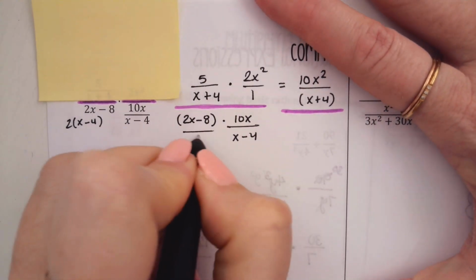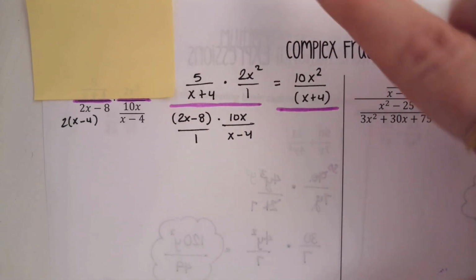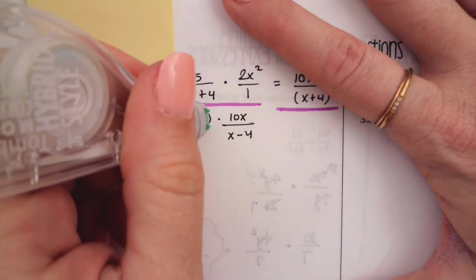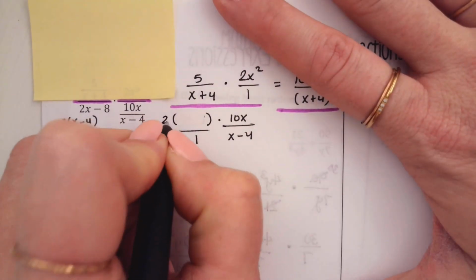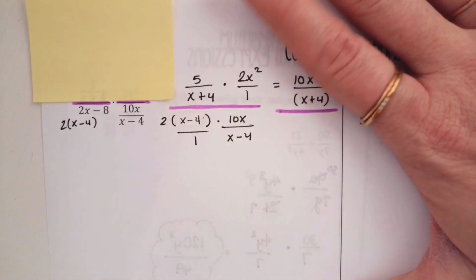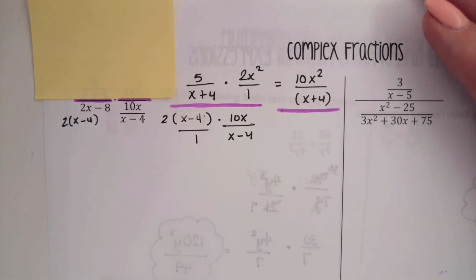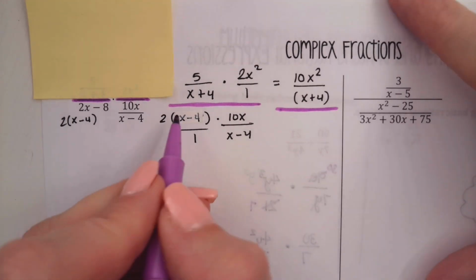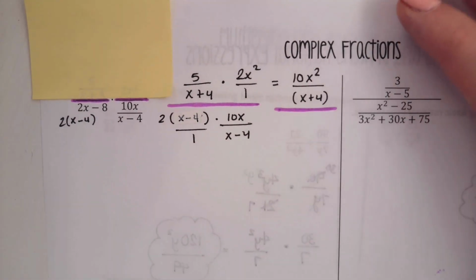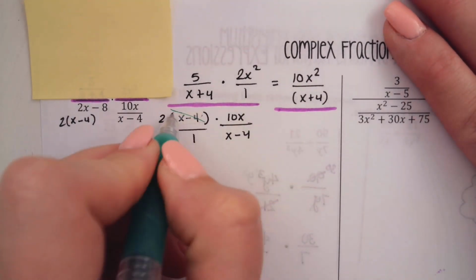So right here where it says 2x minus 8, remember I really can just make that a 2 times an x minus 4. I'm going to swap that out. 2 times x minus 4. Danny said we could cancel a little diagonally. Basically I can cancel the whole x minus 4 diagonally. Will anything else cancel? No.